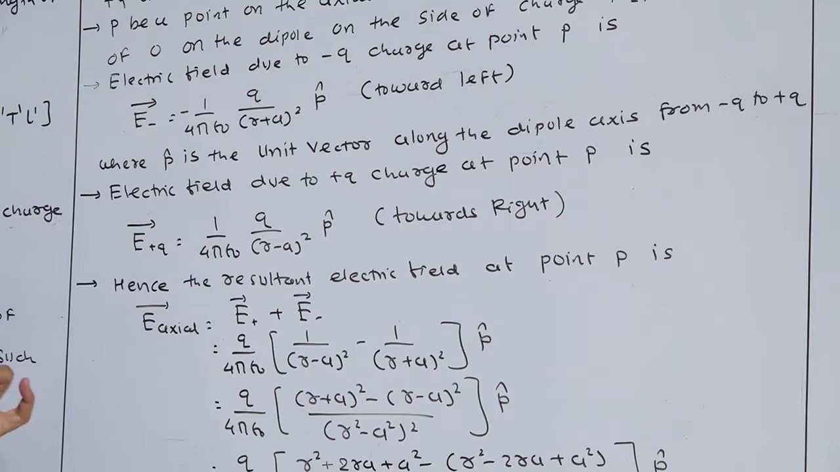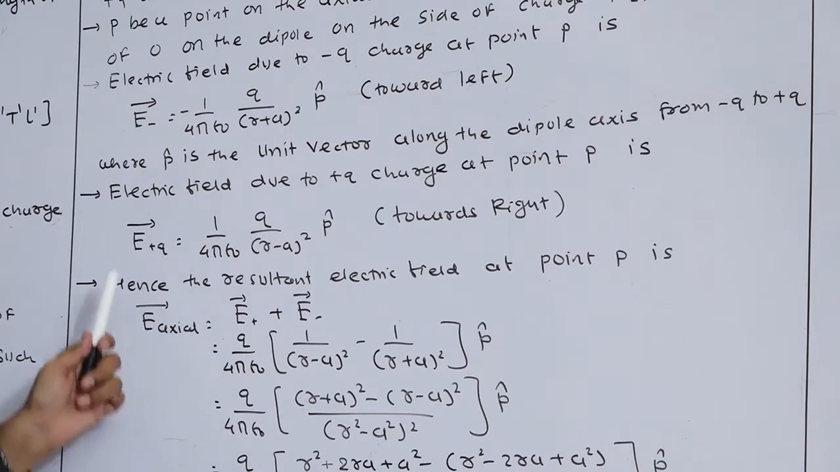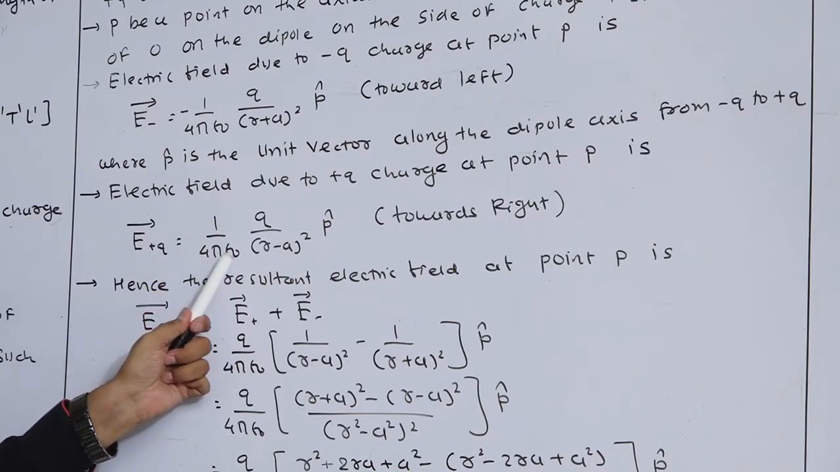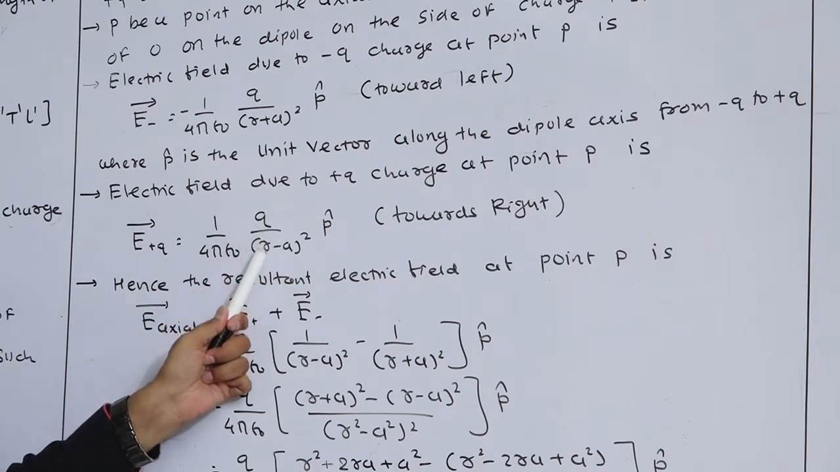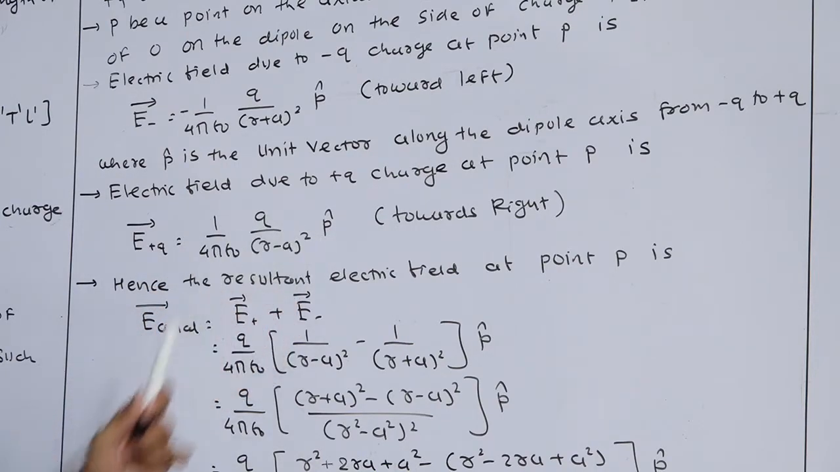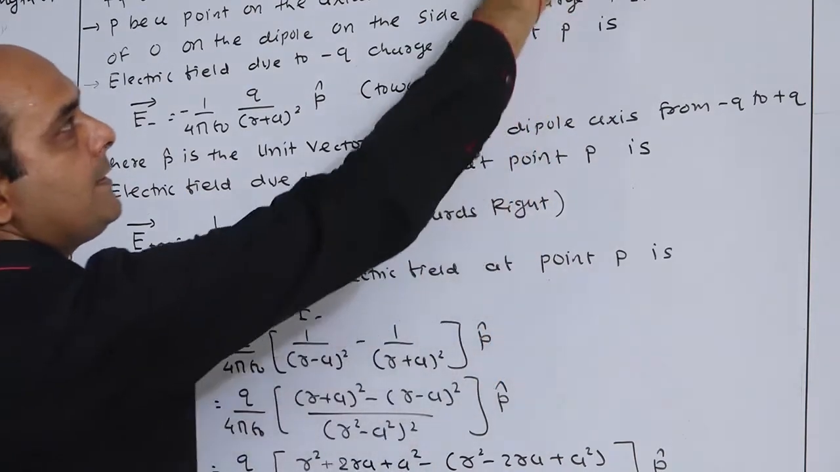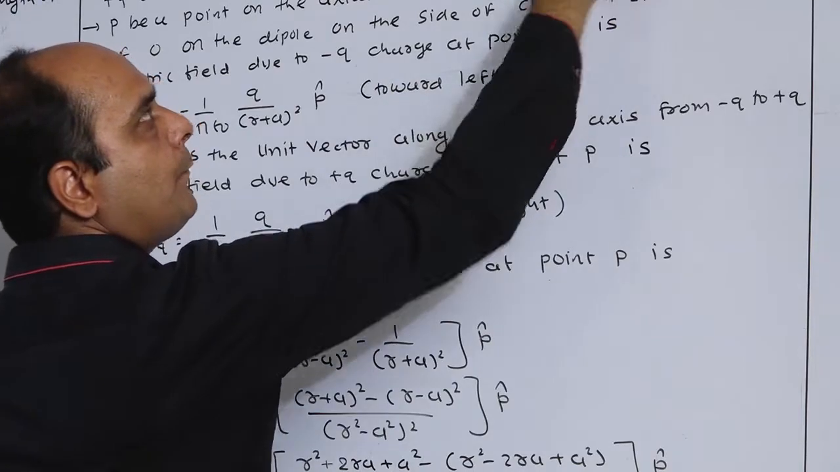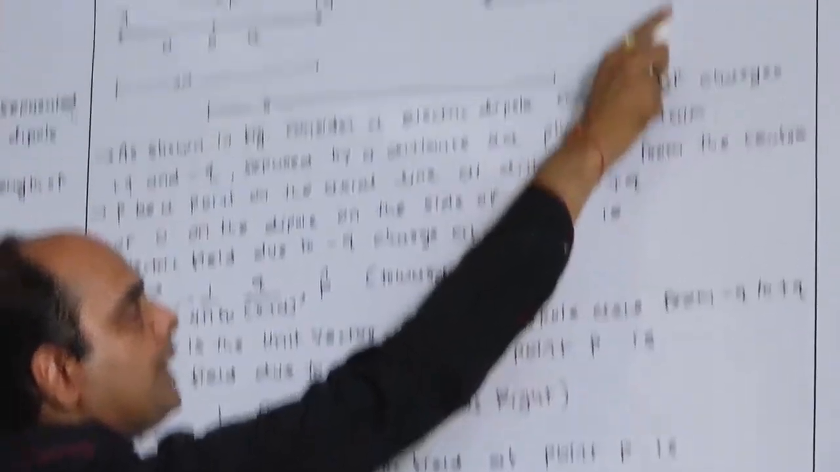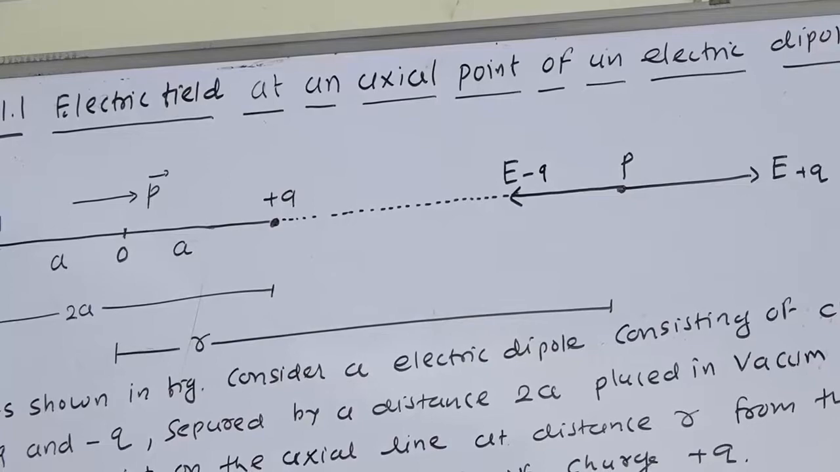Now similarly, the electric field due to plus q charge at point P is given by vector E plus q equals 1 upon 4 pi epsilon 0 q upon (r minus a) whole square into p cap. This electric field is acting towards the right side. For E minus, it is towards the left. For E plus, it is towards the right side.